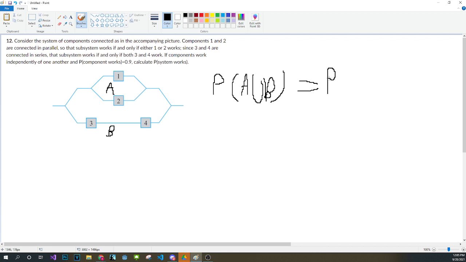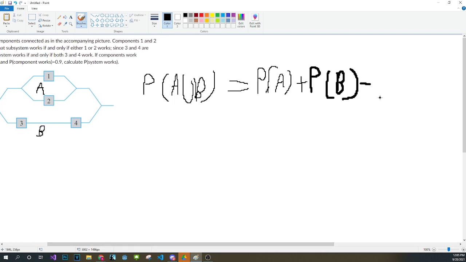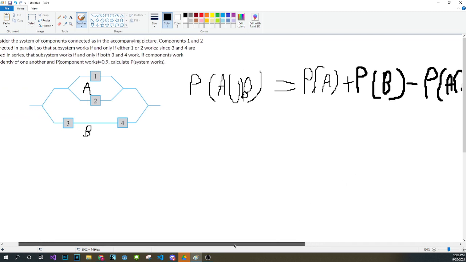Therefore we get probability of A plus probability of B minus the probability of A cap B. So the probability of everything happening here is the probability of A plus the probability of B minus the probability of A and B. So what does that mean?